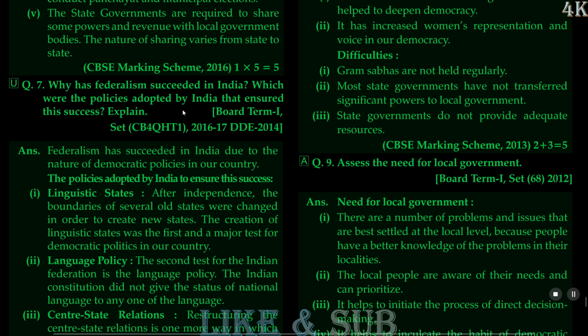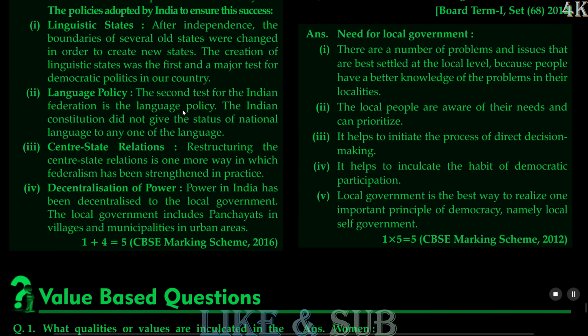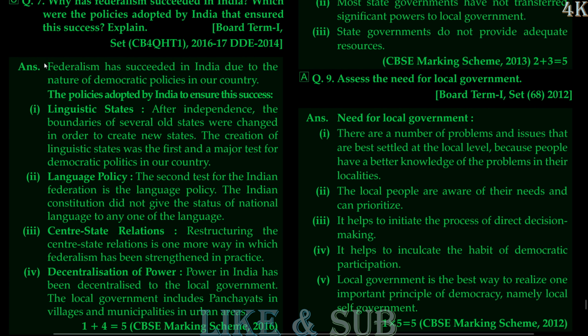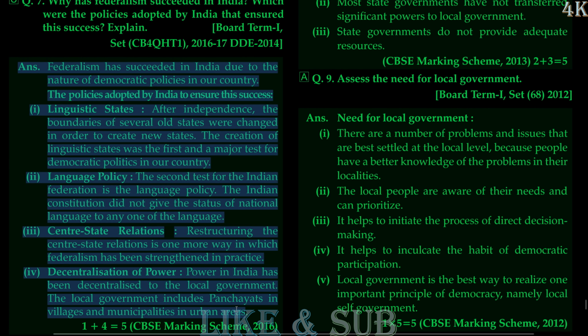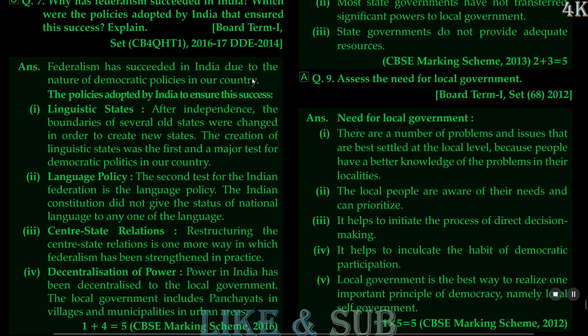Why has federalism succeeded in India? Which were the policies adopted by India that ensured this success? Explain. Answer: Federalism has succeeded in India due to the nature of democratic policies in our country. The policies adopted by India to ensure this success.